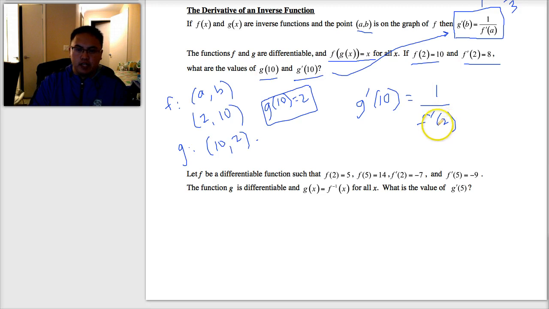And you may be saying, how do I get f prime of 2? It was also given in our problem. It says f prime of 2 equals 8. So g prime of 10 is actually just 1/8. Which makes sense. Remember I told you the slopes are reciprocals? So if the slope at 2 is 8, the one at g is 1/8. And that's how you do these types of problems.